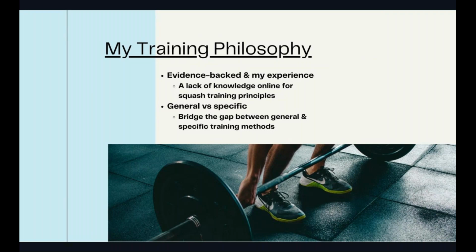So ideally, I want you to walk away knowing which types of sessions you are going to integrate, like strength, conditioning, and mobility, how to integrate them, how often, and when you're going to do them.